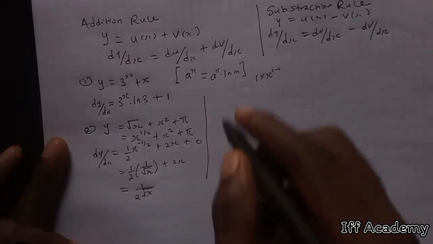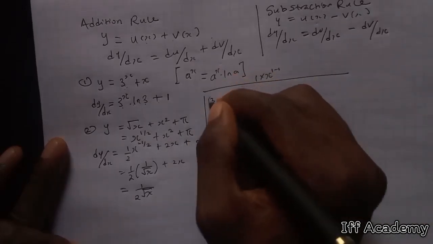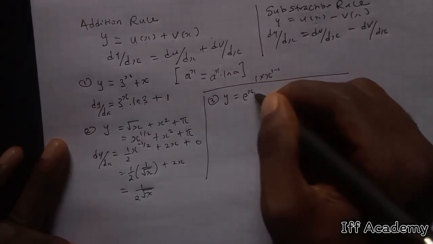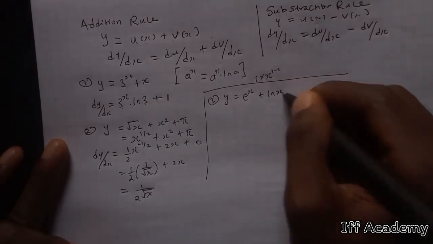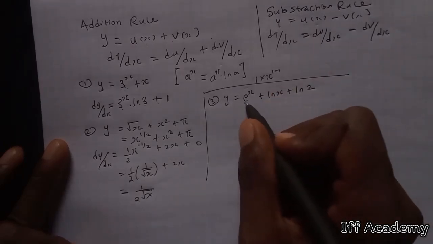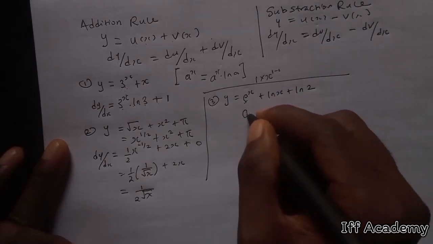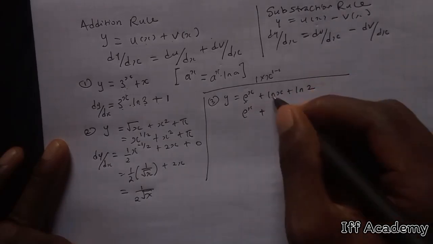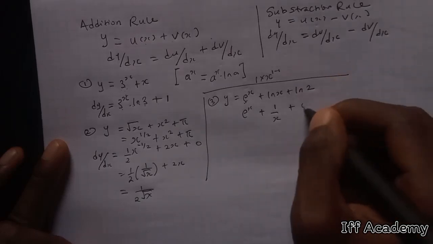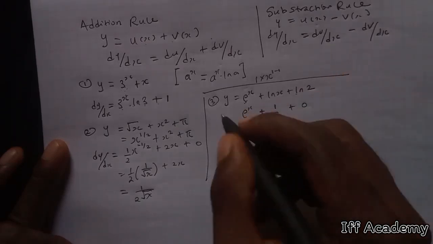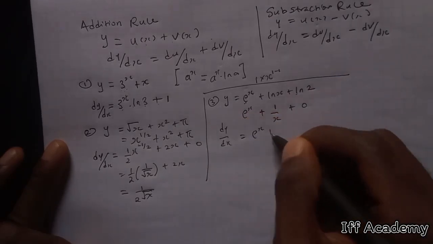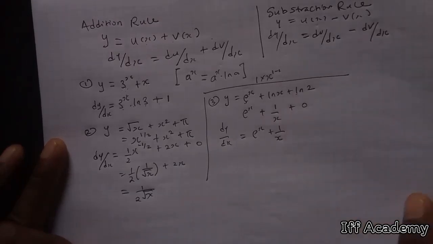So question number 3, we have y equals exponential x plus ln x plus ln 2, right? So the derivative of exponential x is what? Exponential x. The derivative of ln x is what? 1 over x. And the derivative of ln 2 is what? 0, because ln 2 is a constant. So your dy over dx is what? Exponential x plus 1 over x. That's easy as that.